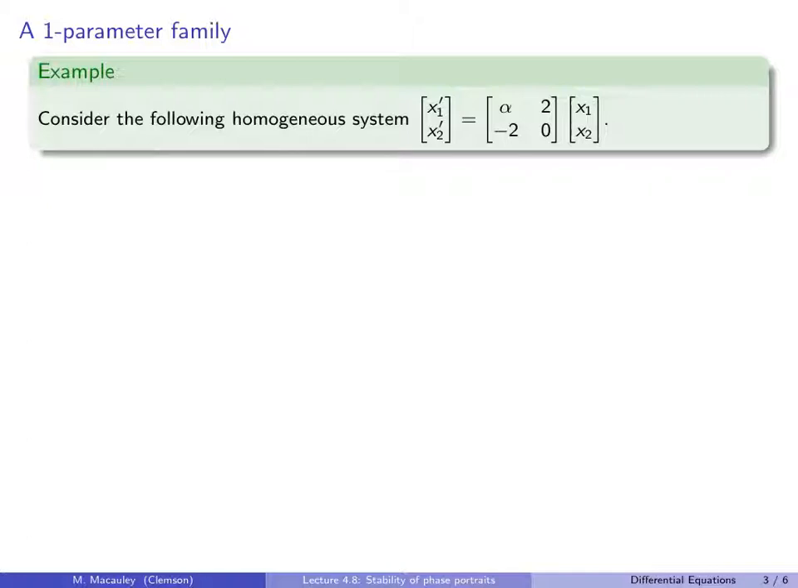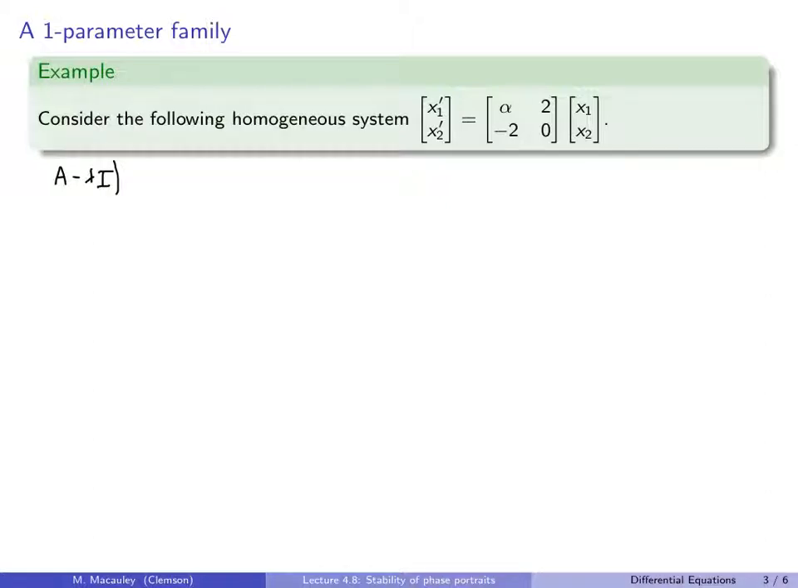Okay, so I want to do one example which helps put together what we learned in the previous slide. This is a one-parameter family of matrices, and I want to understand what the phase portrait of this system looks like as we change alpha. So alpha is now a parameter. Let's first compute the eigenvalues and eigenvectors of this.